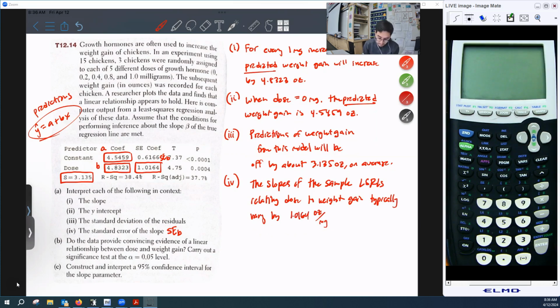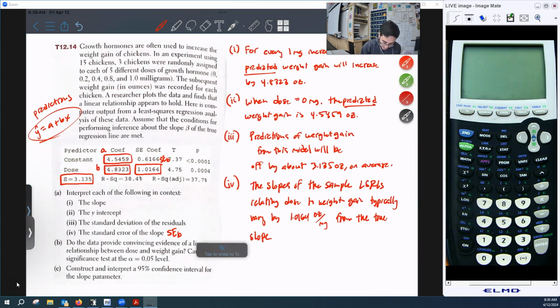So the slopes of the sample regression lines that relate dose to weight gain typically vary by 1.0164 ounces per milligram from the true regression line, from the true slope, or from the slope of the true LSRL. Okay. All right, that was part A. That was a long question.